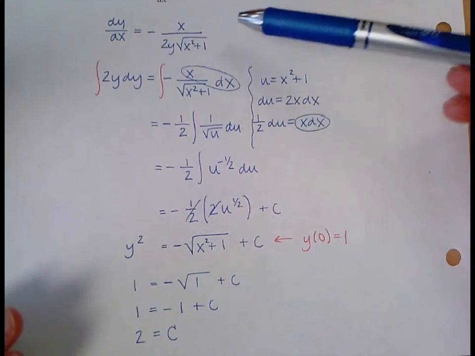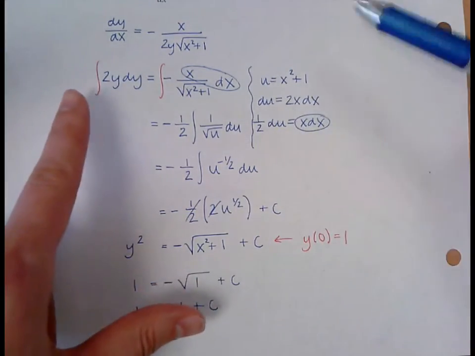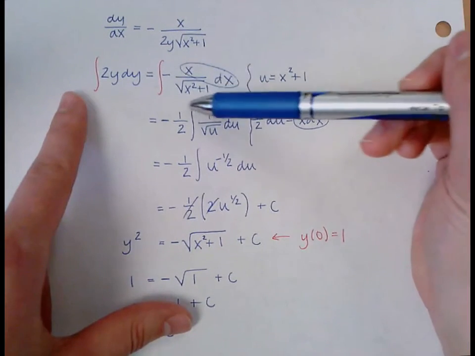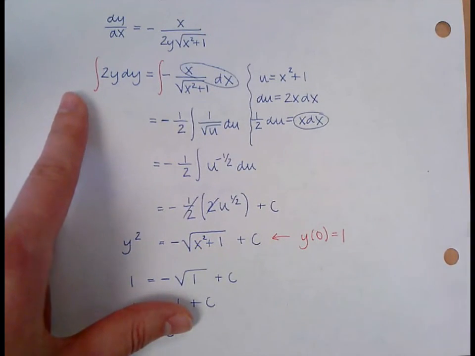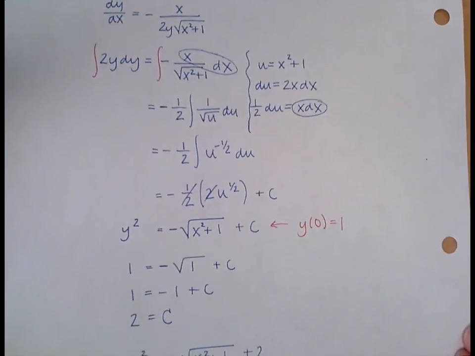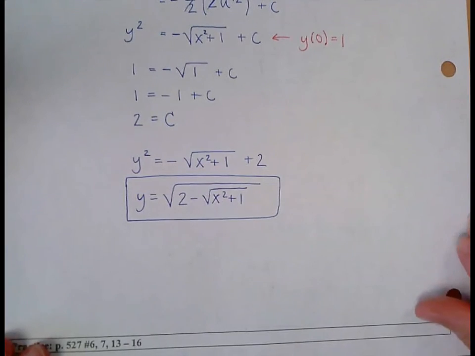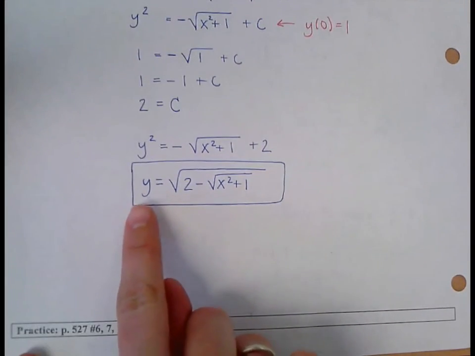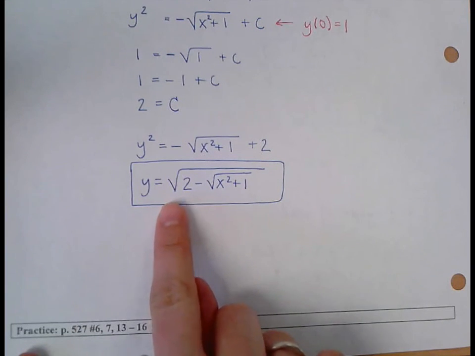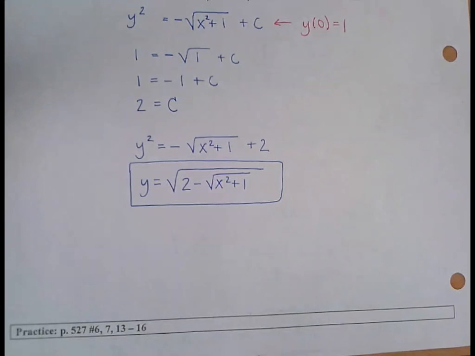In terms of what I've checked, everybody got the separation of variables okay. You do have to use substitution to find your integral with x. What I want to explain at the end, I'll show the answer. If you're not getting to this and you have questions, please let me know. So your answer is y equals the positive square root of 2 minus the square root of x squared plus 1. So here's what I have to say about this though.